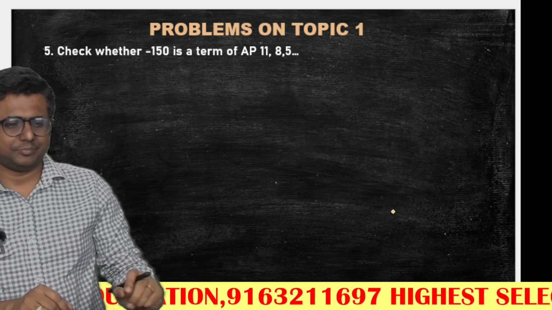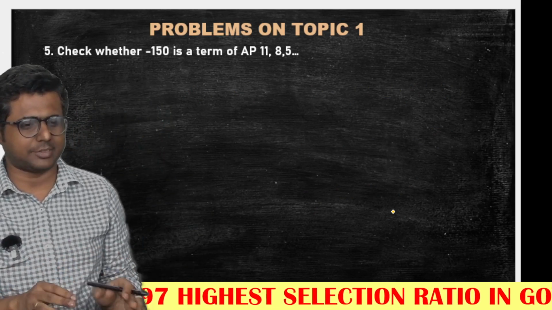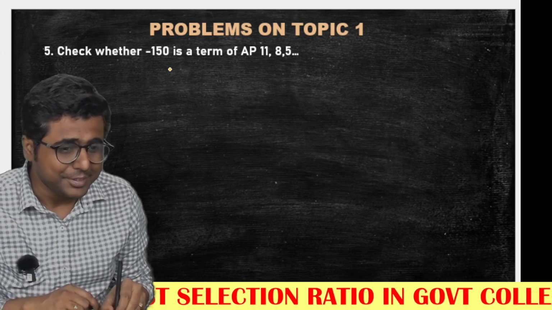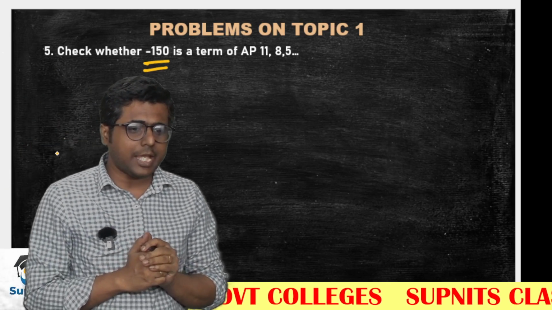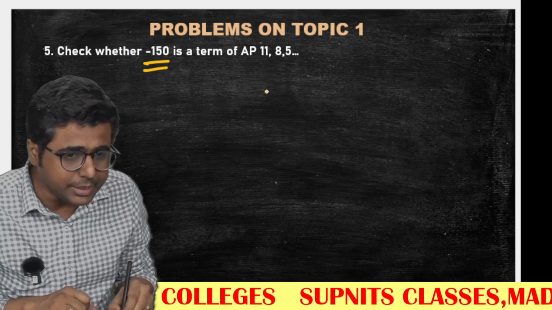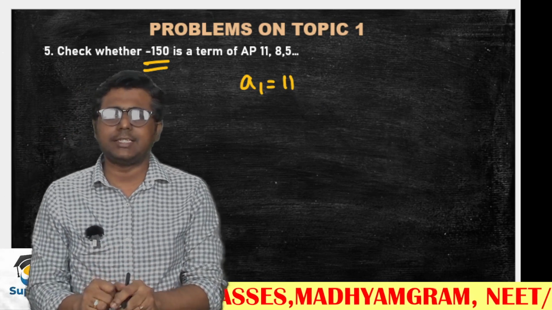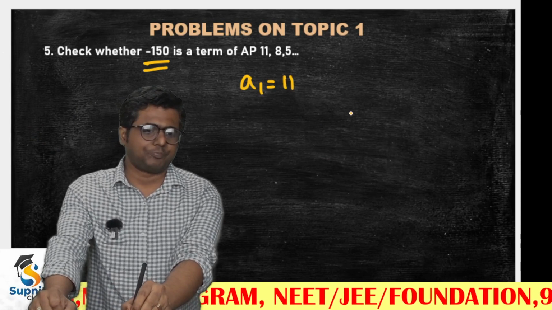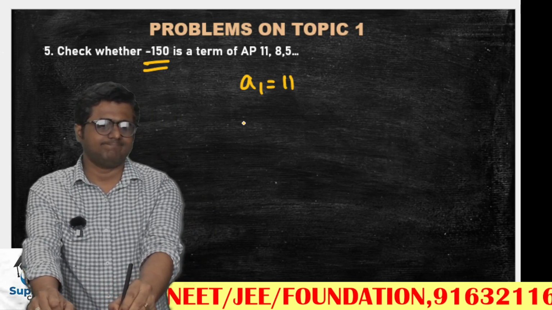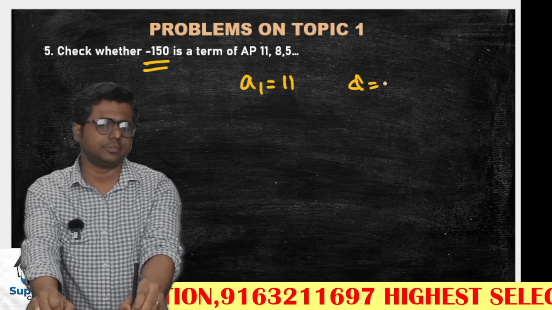Next one. Okay, number 5, already done 4 problems, we are going ahead very fast and furious. Whether minus 150 is a term of the AP 11, 8, 5. So, here we can easily see that A1 is nothing but 11. What about D? D you have to find out. So, D is 8 minus 11. So, this will be minus 3.